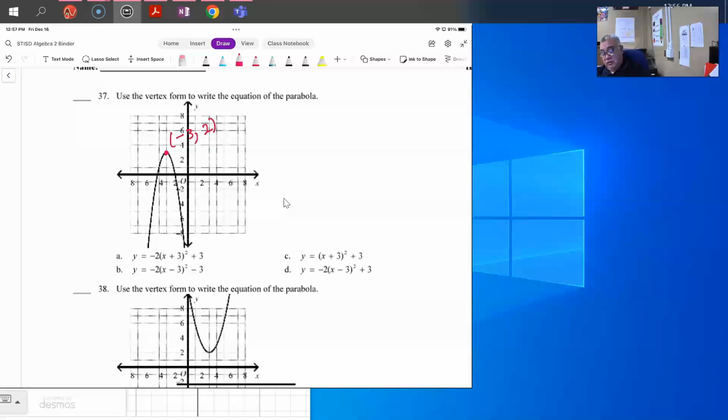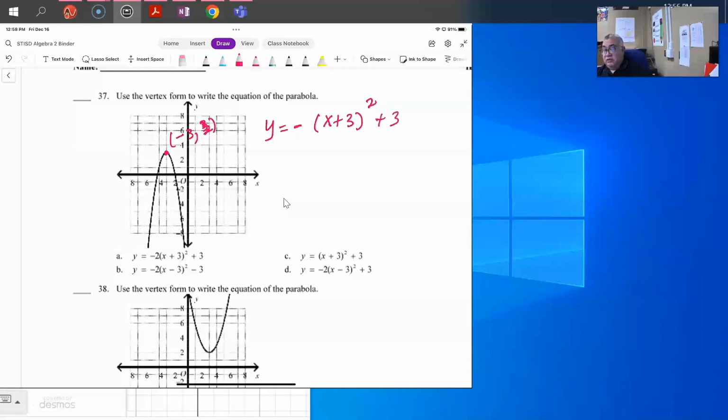Nope, it's negative 3, 3, it goes up. Yeah, it's 2, 4, yes, 3. Okay, so it's going to be y equals, we know it's a negative, we know it's going to go to the left, so it's going to be x plus 3, and it's a parabola, so it's squared, plus 3.